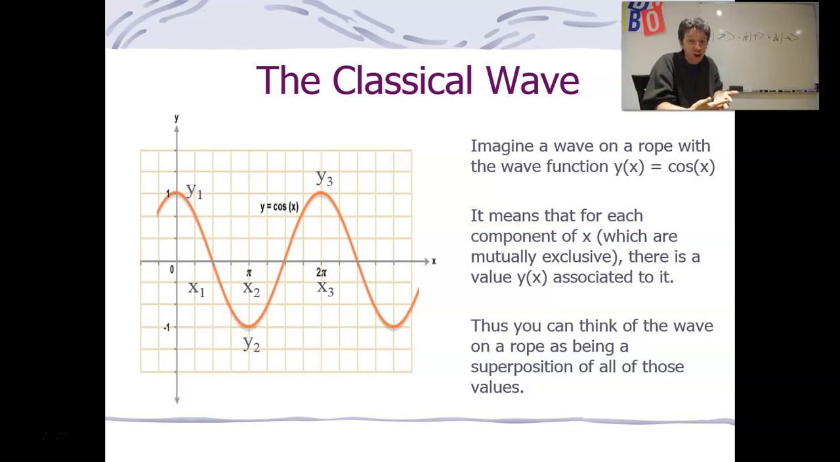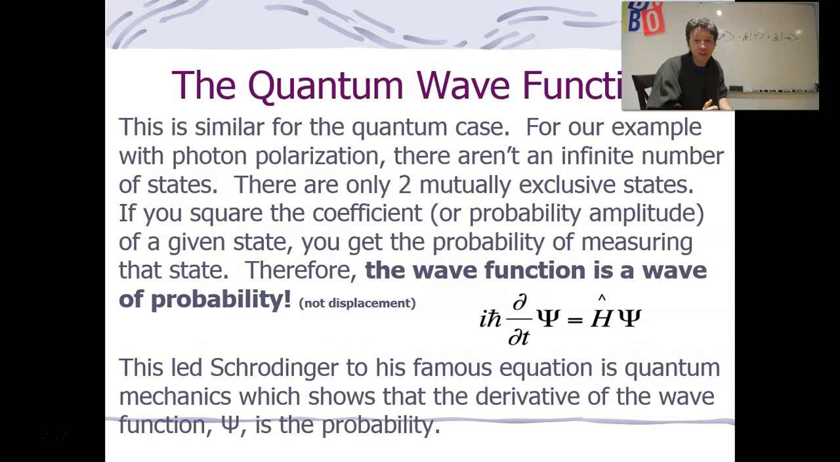A quantum wave is not a wave of position. So when you look at, say, the wave that is formed from an electron around an atom, that is not a wave of position. You cannot say the electron is waving around an atom. No, it's not doing that. In quantum mechanics, the wave is a wave of probability, not a wave of position, not a wave of displacement. A wave of probability. For example, with photon polarization, we don't have an infinite number of states. You have two mutually exclusive states. And what did we do? We took a square of the amplitude and we got a probability for a given state. We didn't get its position, we got its probability.